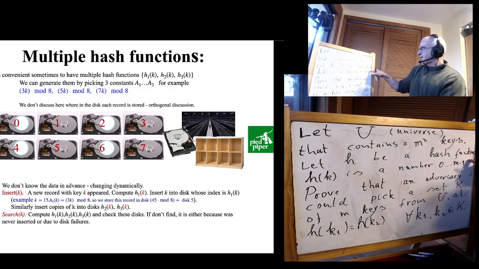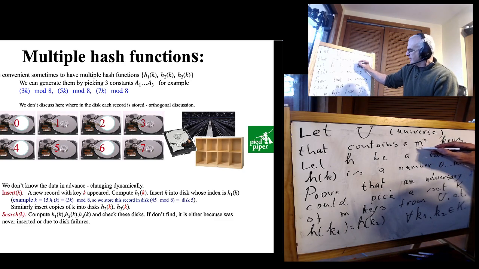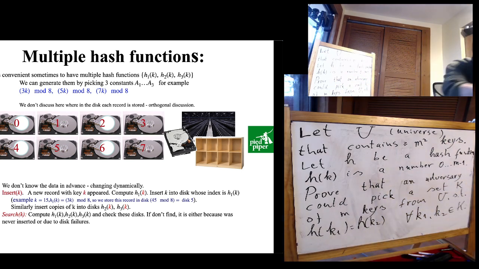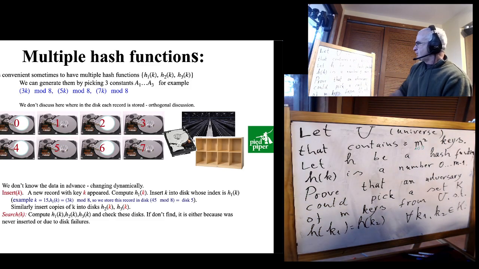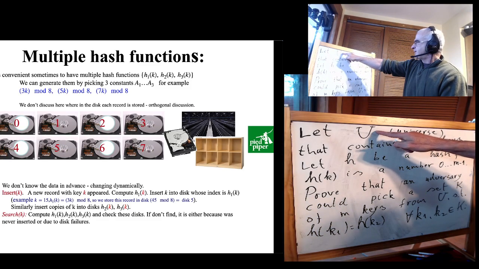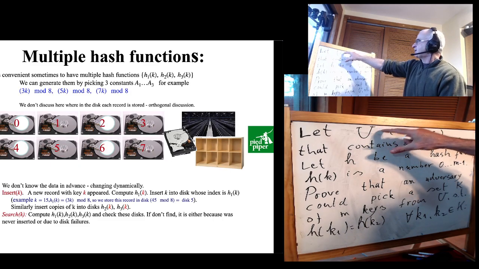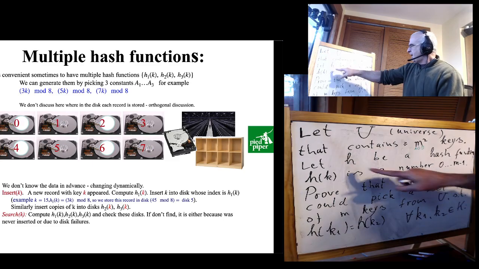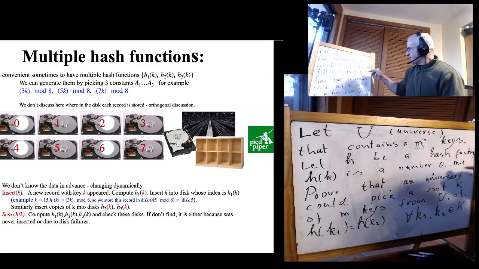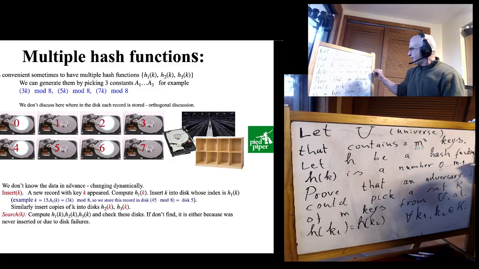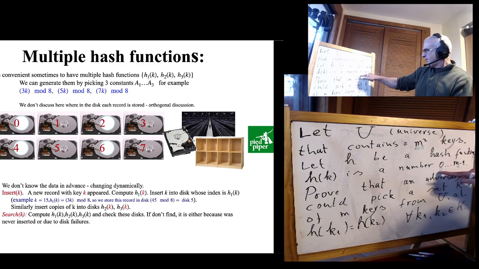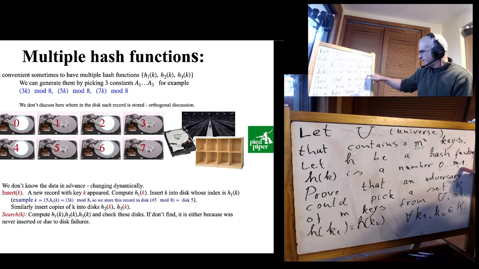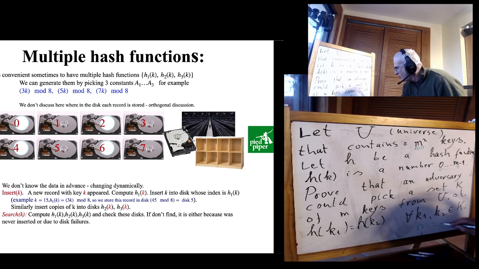To take some concrete numbers, let's assume that m squared is 100. So there are at least 100 people that might appear at the university. H is a hash function. H of k is a number between 0 and m minus 1, in this case 9. So h of k is some cell in the hash table, and the hash table contains 10 cells. M equals 10 in my example.